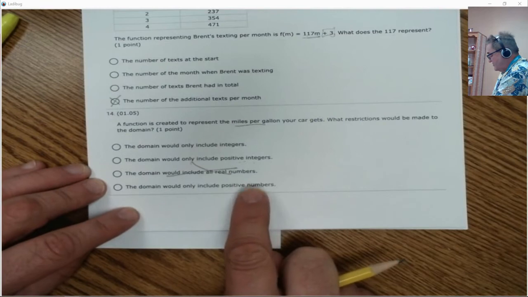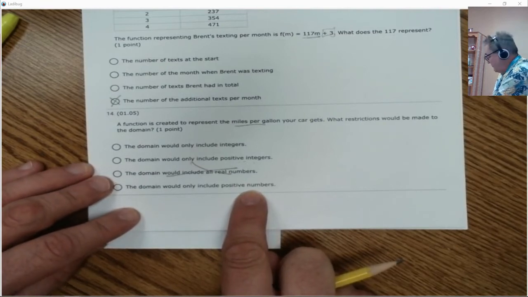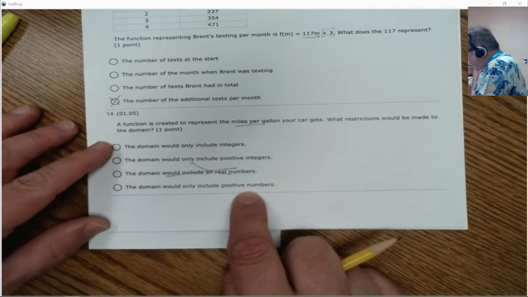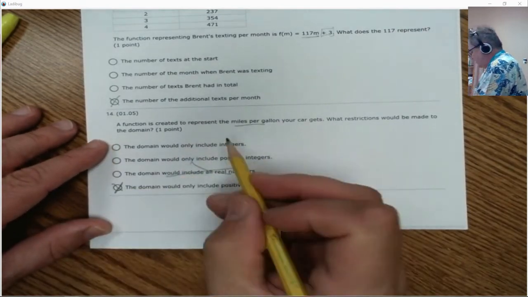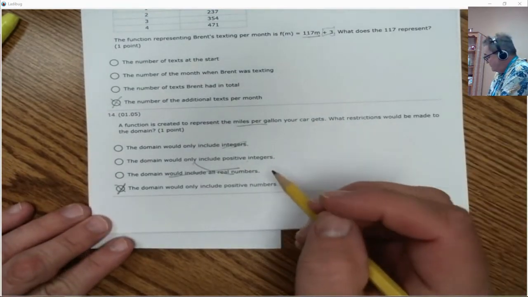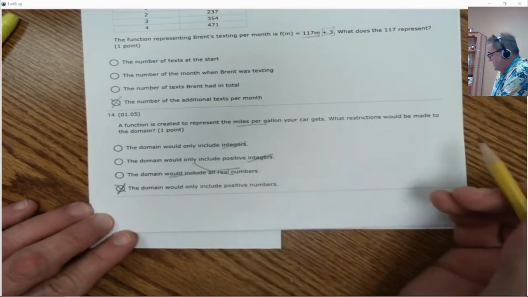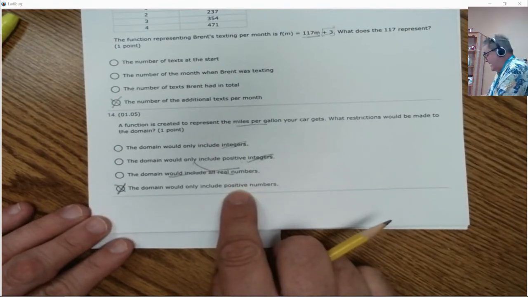Positive numbers, right? That means you can have a half. That's a number. That's a positive number. You can have 3/4. You can have a gallon and a half, but you can't have any negative numbers. That's what we're looking for, because it doesn't have to be just integers. You can put half a gallon of gas in your car. You can burn half a gallon of gas. You can have partial gallons. So it doesn't have to be just integers. It can be any number as long as it's positive. You're not going to have negative gallons of gas.